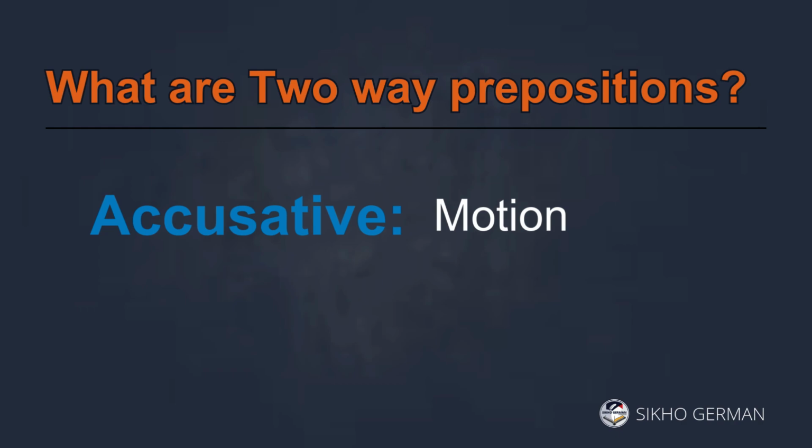Think of it this way. Accusative equals motion. Something is moving or being placed. Dative equals static. Something is already there, not moving. This is the key to mastering two-way prepositions.